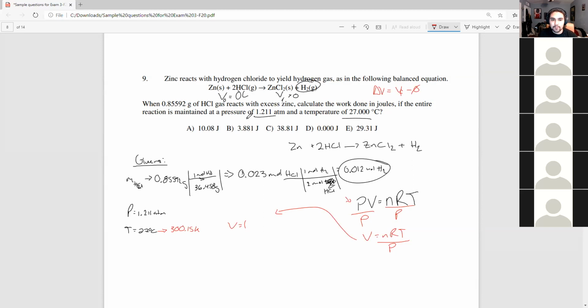Well, it doesn't state it, but we're assuming it's an ideal gas. Also, hydrogen is a gas. So that's another reason why I'm using PV = nRT.